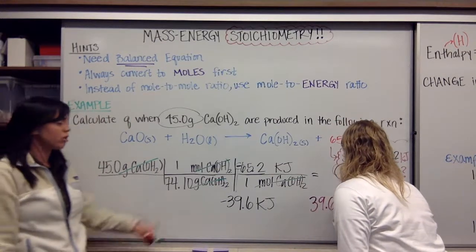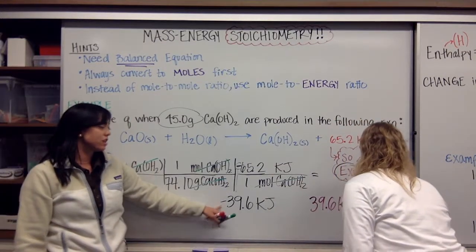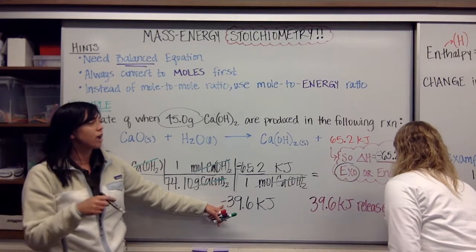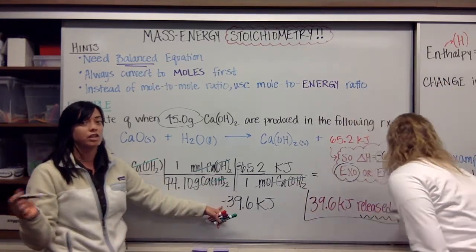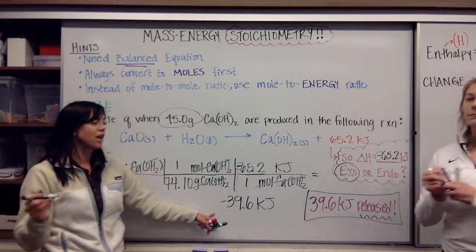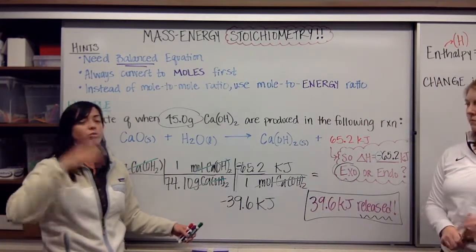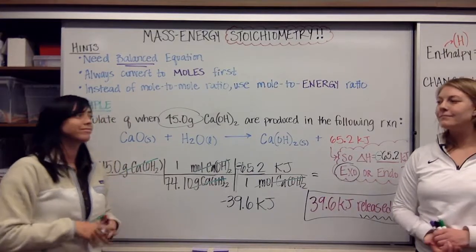Yes, this negative sign is telling us that the reaction is exothermic and there is energy leaving the system to the surroundings. But remember, like we talked about in class, that means that 39.6 kilojoules are released, not absorbed. That's it.